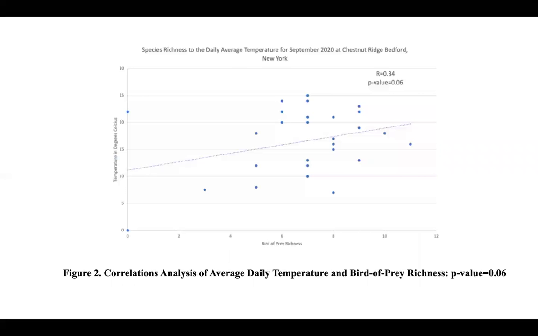And then I also did a correlational analysis of average daily temperature and species richness. Here we can see that there is a positive relationship, but you can also see that the points here do not follow closely to that trend line. And I also got a p-value of 0.06.